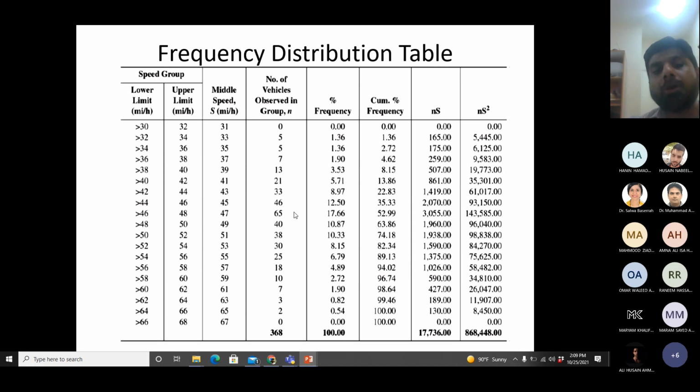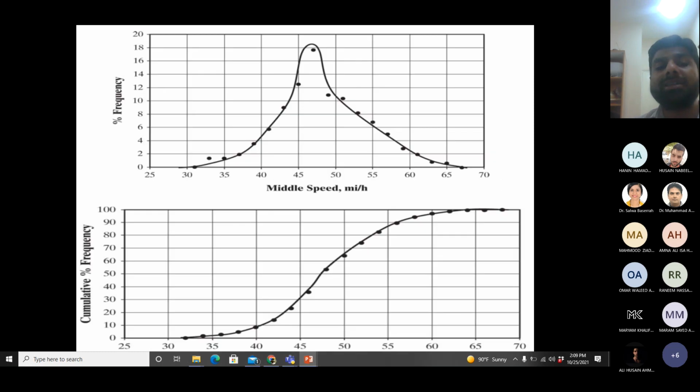And why did I do it? Because when I plot them, I will have 0% frequency for the first group and 0% frequency for the last group, and when you plot it, you will get a closed shape of the curve. Closed shape meaning what? It will start from 0 and end at 0.